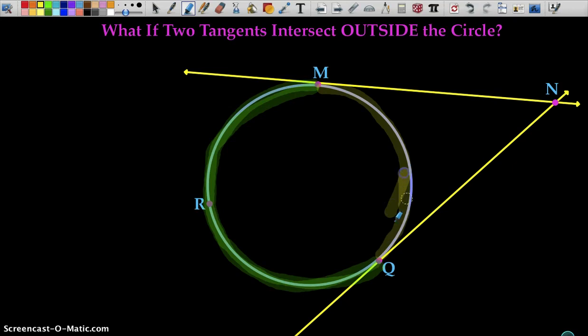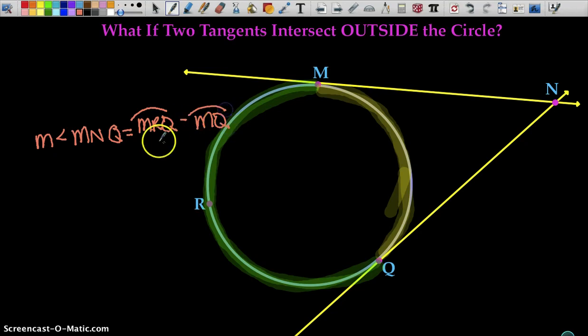Sorry, that did not trace at all. My bad. So there we go. See how it's split into two separate sections? Well, outside means subtract. So if we wanted the measure of angle MNQ, that would be equal to our larger arc, so MRQ, minus the small one, MQ, divided by 2. So major minus minor divided by 2. And that'll give you your angle. I truly have no idea why it works, but it does. And it is just so nifty.